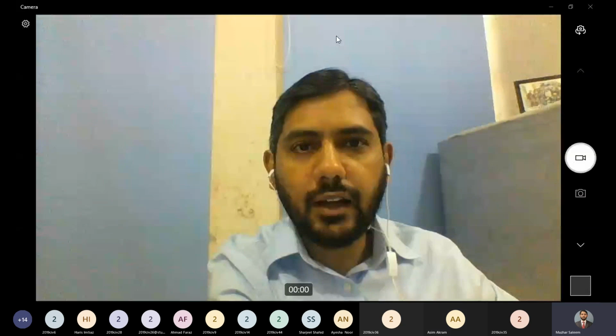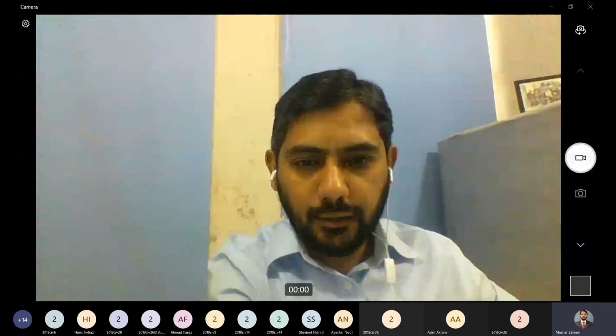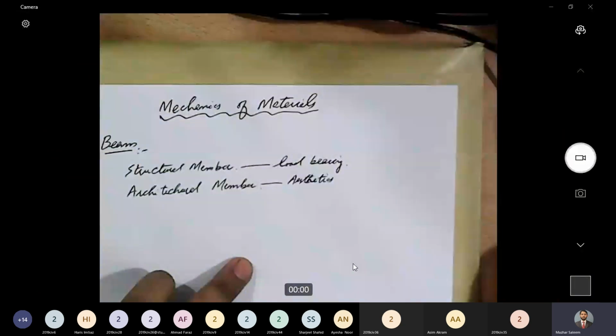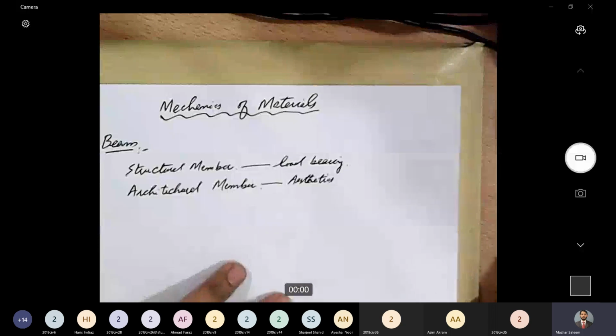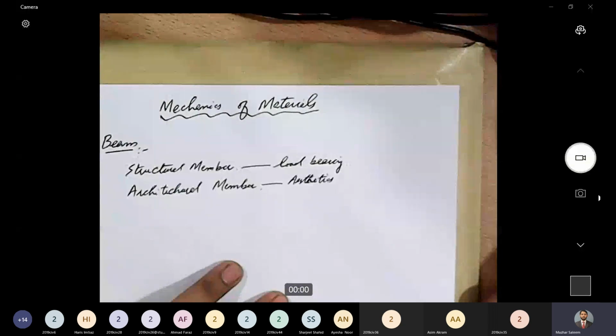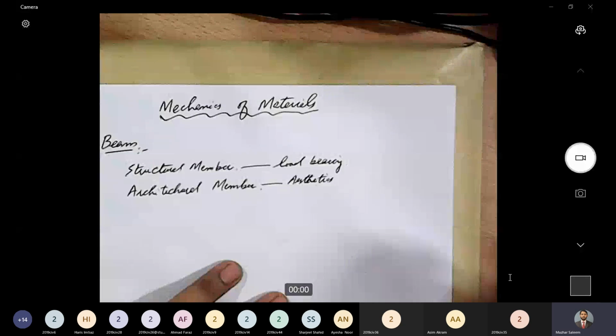Okay, so is everybody clear about beams? Any question about beams? If you have any question, you can raise your hand. If you do not have any question about beams, just type 1 in the chat box. I want to see your response. Type 1 in the chat box, like this. Type 1 and press enter.